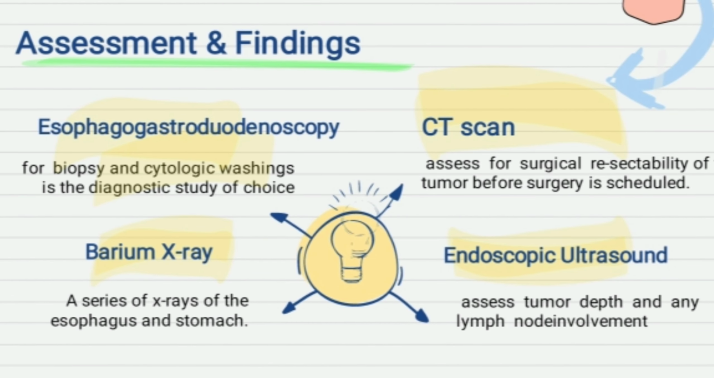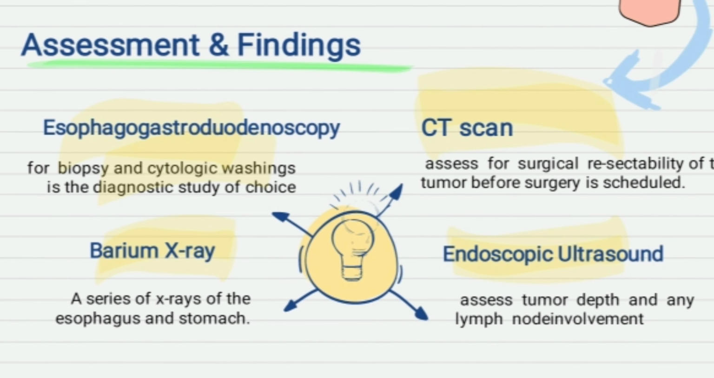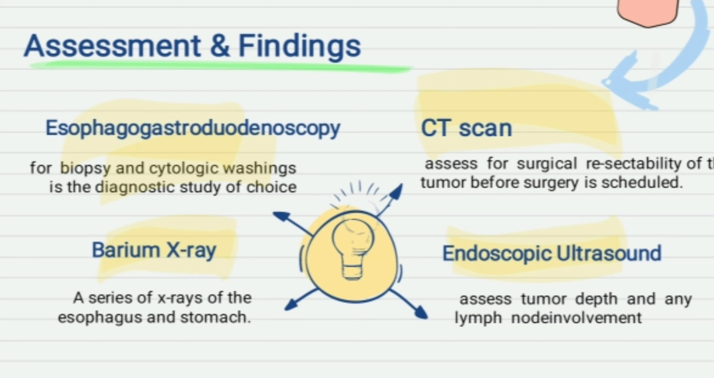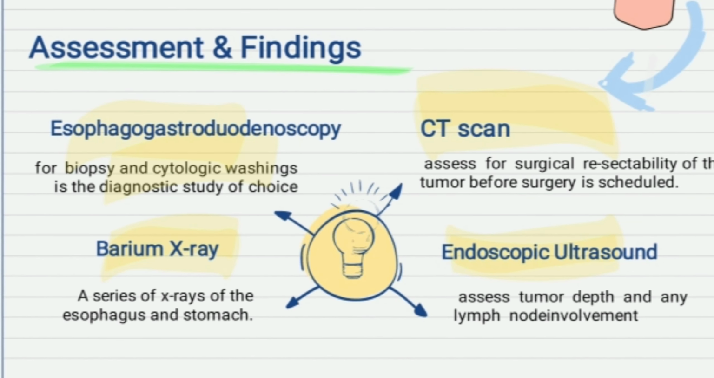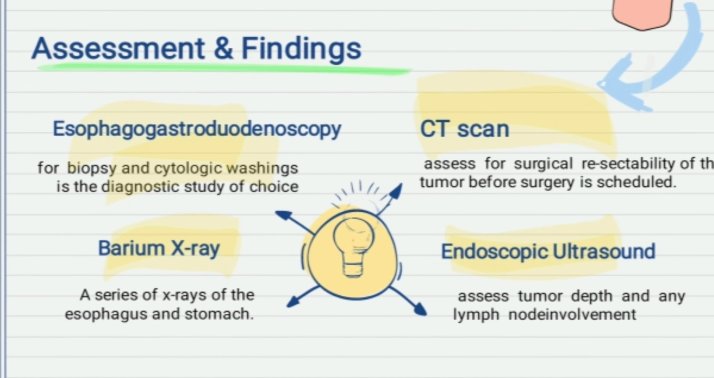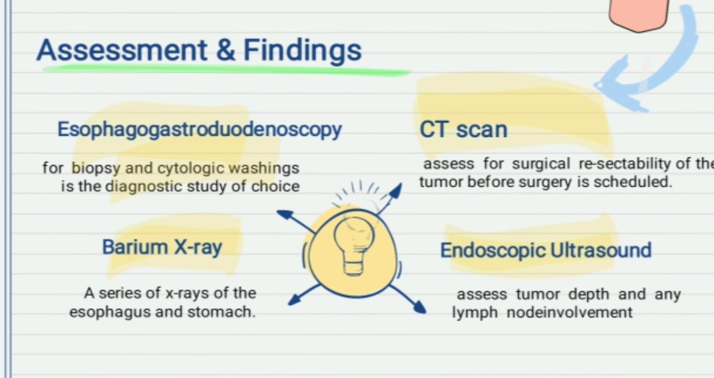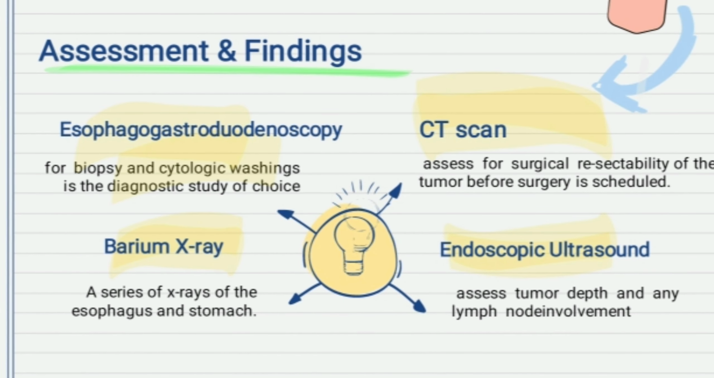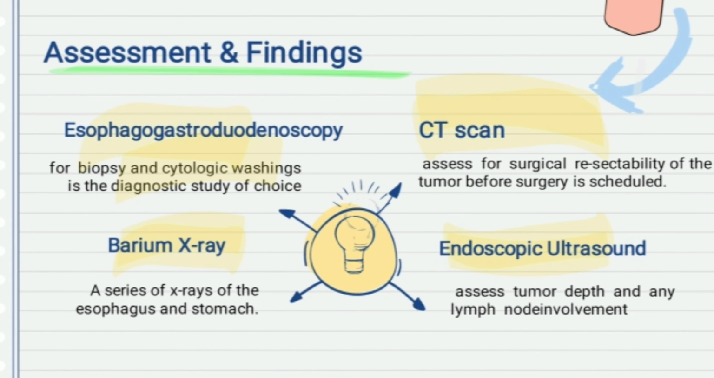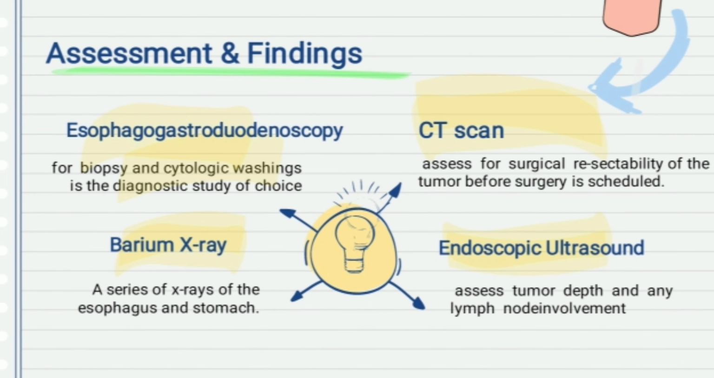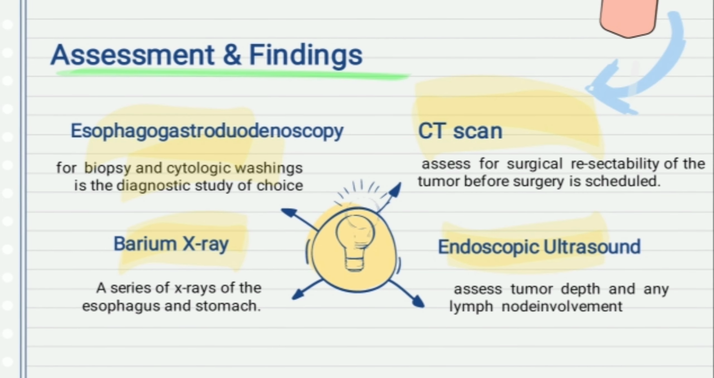Next is the CT scan or the computed tomography, which completes the diagnostic studies, particularly to assess for surgical resectability of the tumor before surgery is scheduled. So CT scan of the chest, abdomen, and pelvis is valuable in staging gastric cancer. Lastly, the endoscopic ultrasound is also an important tool to assess tumor depth and any lymph node involvement.